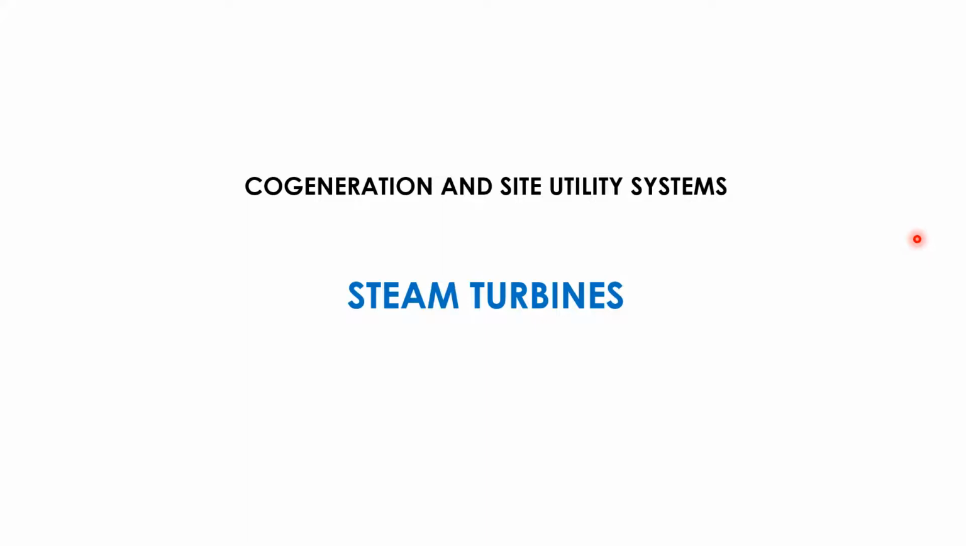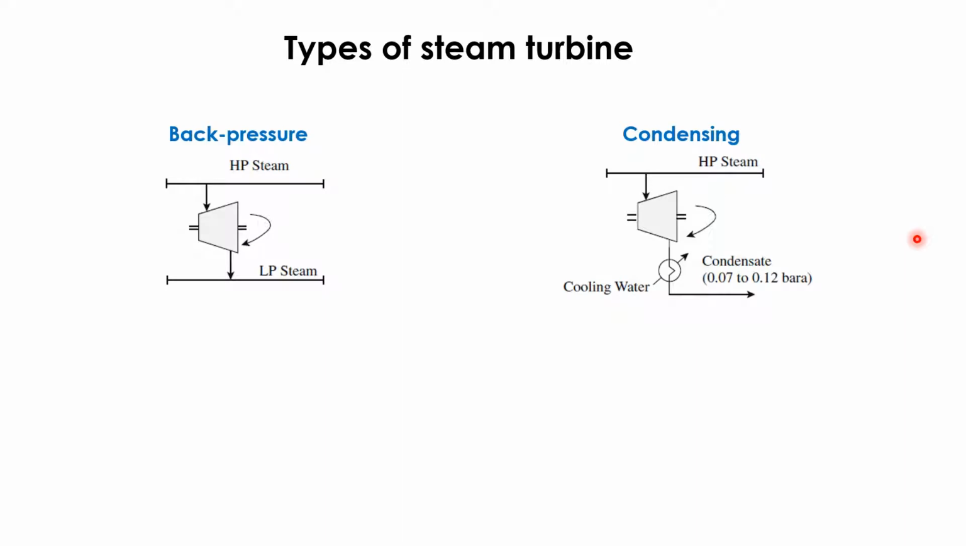In this chapter, we will discuss the steam turbines in cogeneration and utility systems, particularly the types of turbines and the thermodynamic cycles in the turbines. In general, there are two types of steam turbines, which are the back pressure and condensing turbine. Steam turbines can be divided into these two basic classes.